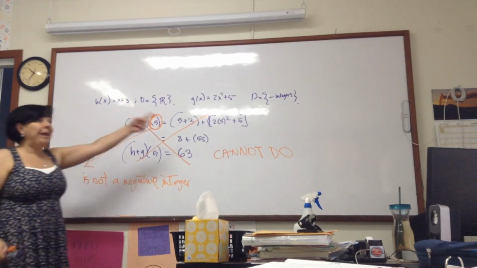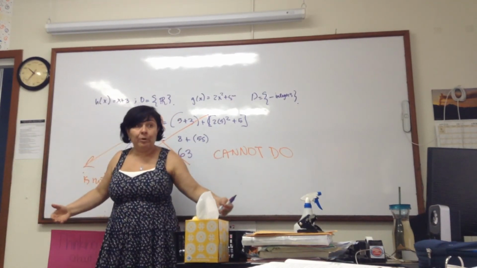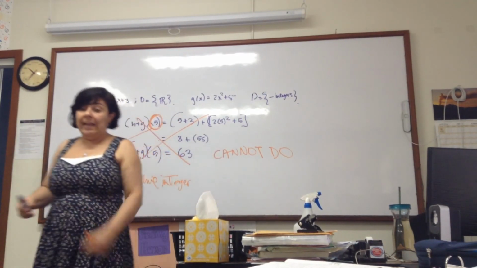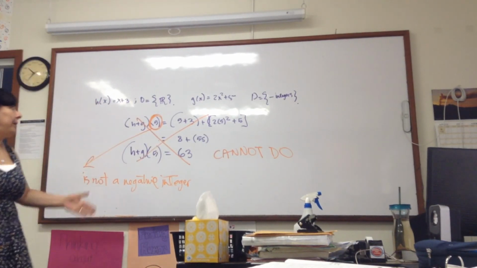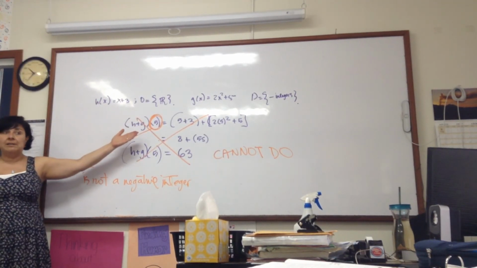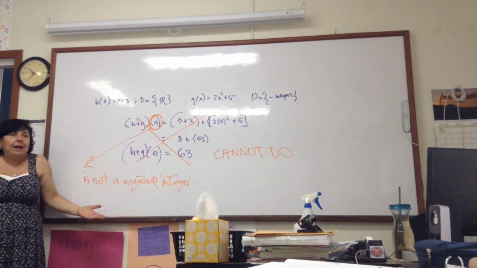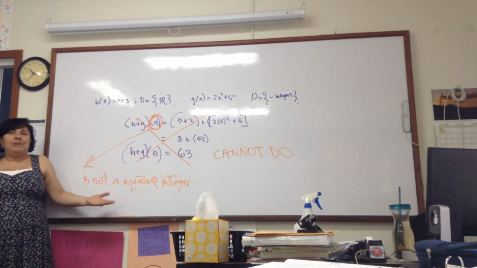Because my domain is my bag of numbers that I'm able to use. And if they're telling me to only use negative numbers and then they tell me you have to use a positive one, it's not even in my bag. How am I going to use it? I don't even possess it.